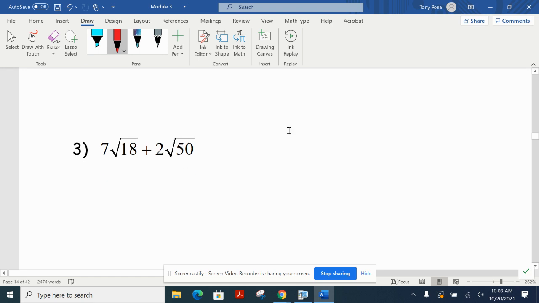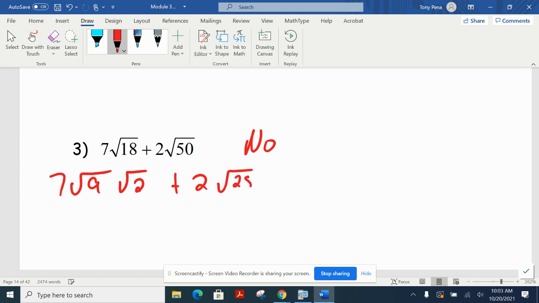All right. Number 3, this right away is a no because we're going to be able to simplify both of these. So hopefully we would recognize that pretty quickly, that the 18 can be broken down. We'll use 9 and a 2. The 50 can be broken down 25 and 2. So certainly that's one that we can still do some simplifying with. All right, this becomes 7 times 3. The second one is 2 times 5, and then our root 2.